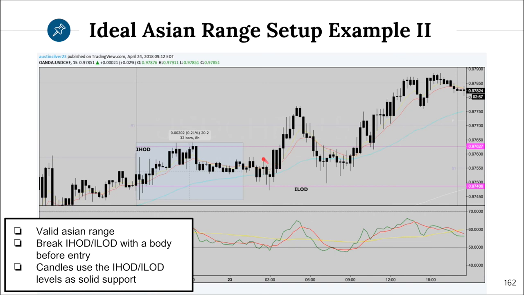Here's another example. We're looking at USD CHF. So here we're looking at a base pair. That means that it can't be more than 50 pips. And as you can see, 20.2 pips for the first 8 hours. That means we're good to go on this Asian range. Do we break the initial high or initial low with a body before we would be looking to trade?